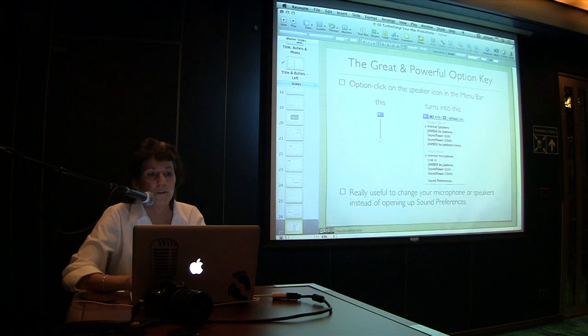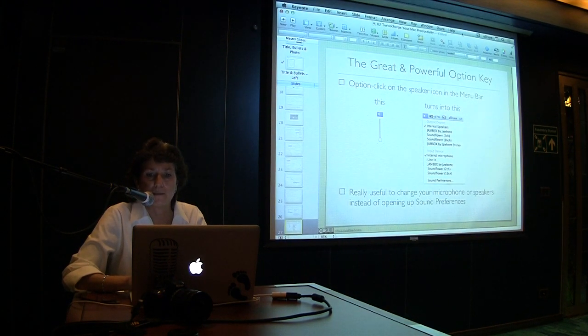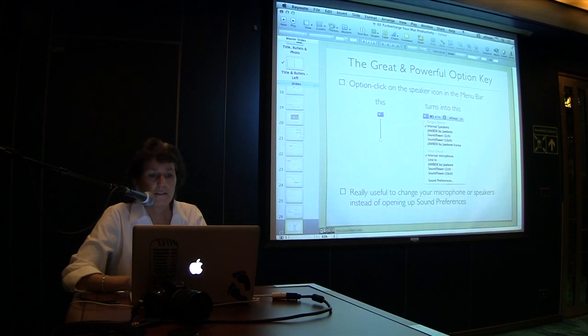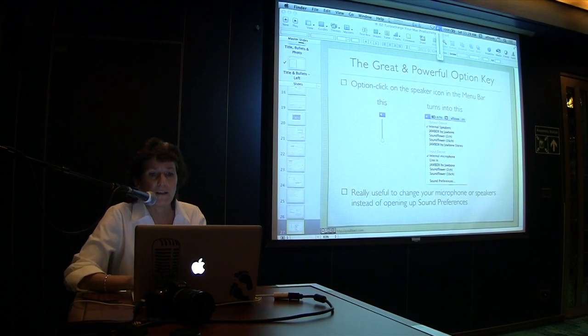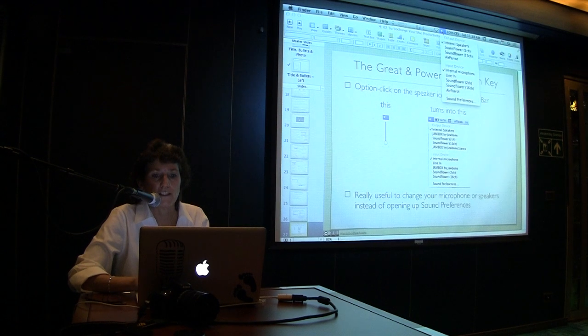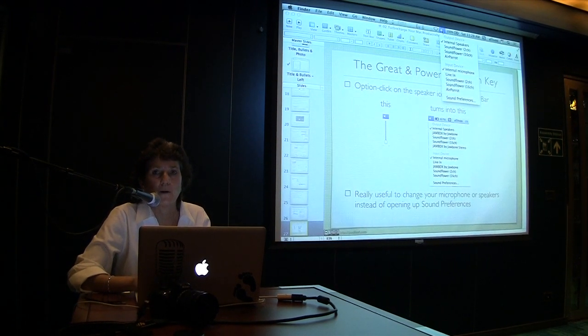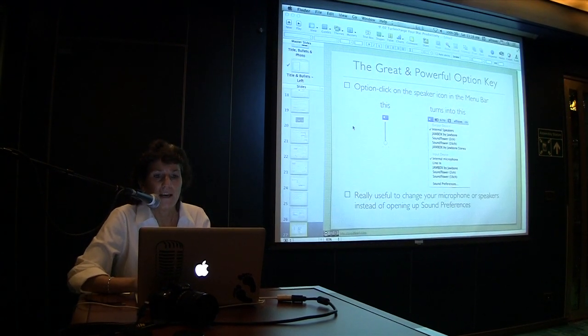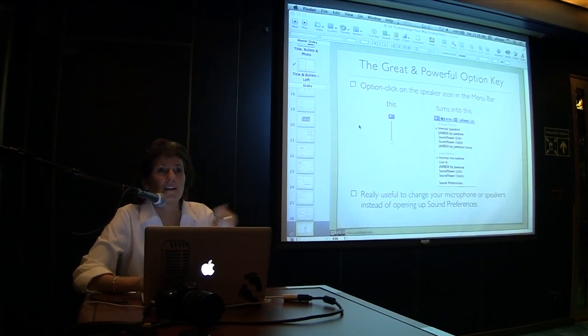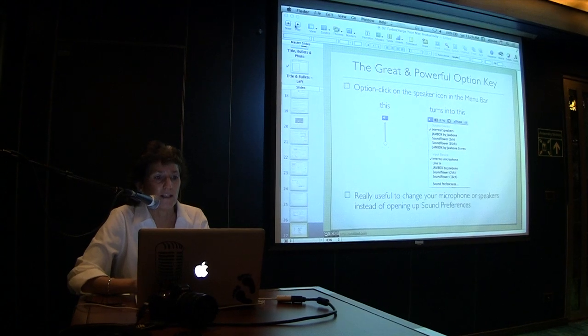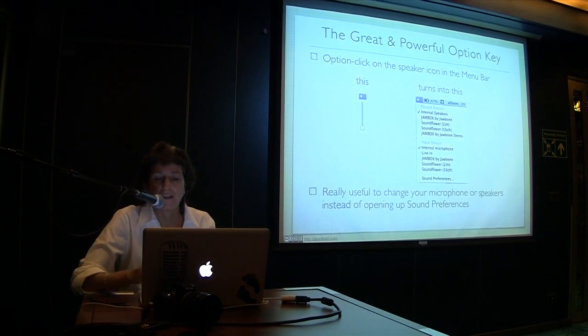Oh, you know what? The resolution's so low, I can't actually see it. Let's see if I go into the Finder. Can I see it? Yeah, there we go. So you can see if I just tap on it there, that's all I've got. But if I hit the Option key, it's going to show the other options for input and output. Use that one all the time. I actually have an app called Soundflower, I think it is, or Sound Source, that gives me that. But I stopped using it when I realized I had it built in. I could just Option-tap on that menu.